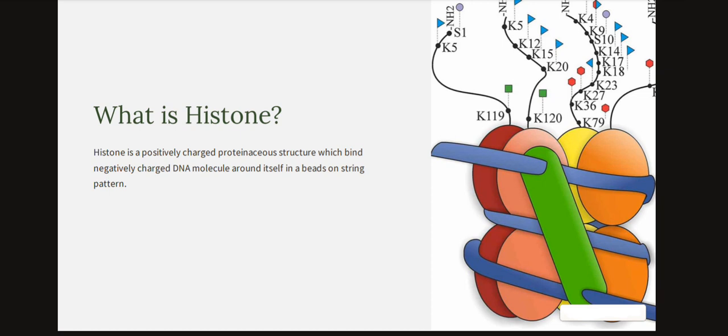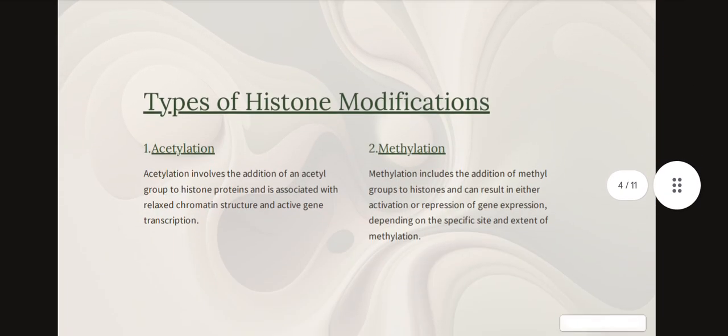The N-terminal is rich in basic amino acids such as lysine and arginine, and this makes them the site for modulation. The different types of modulation that occur in histone are acetylation, methylation, phosphorylation, and ubiquitination.